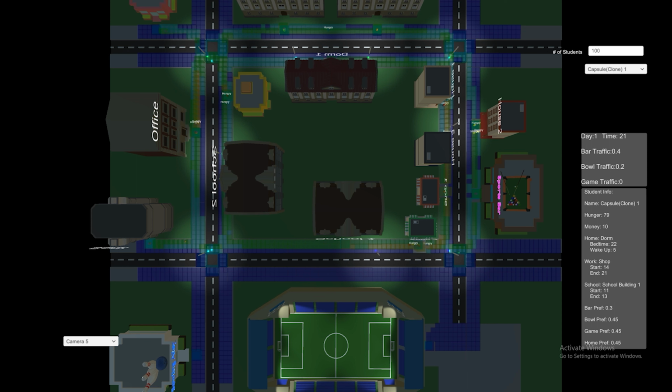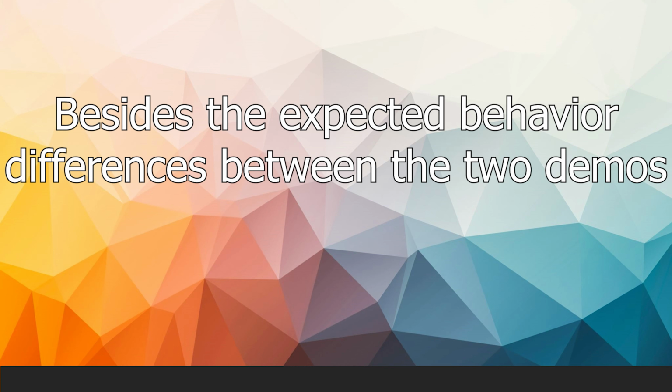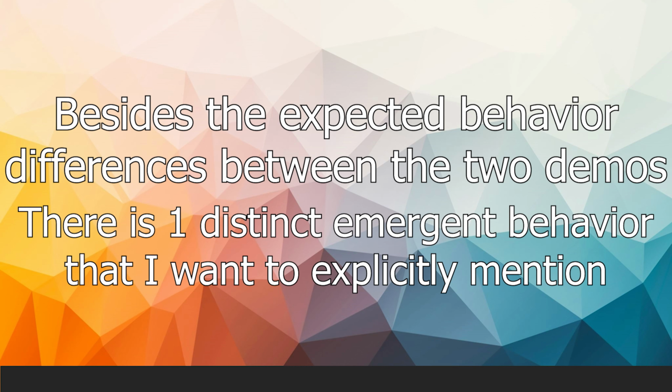The possibilistic student NPCs represent a more realistic simulation of foot traffic on an average night in a college town, since every student is able to consider both personal preferences for how often they go out and how much they want to stay in on a specific night, rather than just be immediately compelled to spend money as soon as they have it. Besides the obvious differences in behavior trends between the two demos, there is one distinct emergent behavior I want to bring to attention.